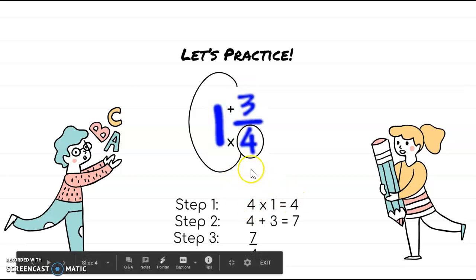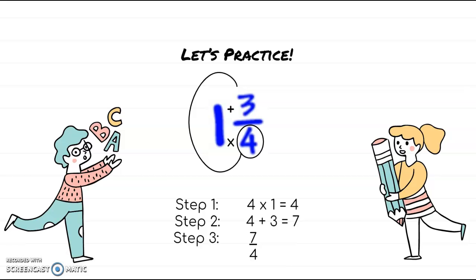So our step 1 would be to do 4 times 1, which gives us 4, and then do that plus 3, which would get us to 7. So our answer for converting 1 3/4 to an improper fraction would be 7/4. Remember, our denominator comes from the original fraction of 1 3/4, so we keep that same denominator.